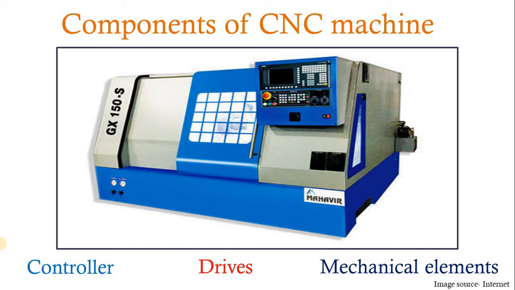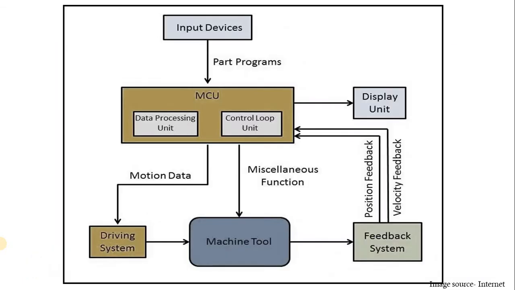Now we are going to see the components of CNC machine. If you see, this is a block diagram of a CNC machine and its components. The MCU, that is machine control unit, contains two parts, the data processing unit and the control unit. This MCU is a computer that stores the part program and converts it to the desired commands for the machine tool. The machine tool carries servo motors or stepper motors to execute commands. Recirculating ball screws or lead screws are used to obtain linear motion.